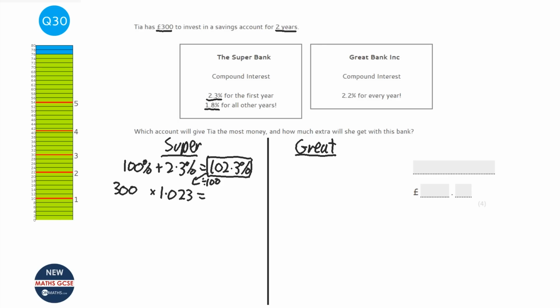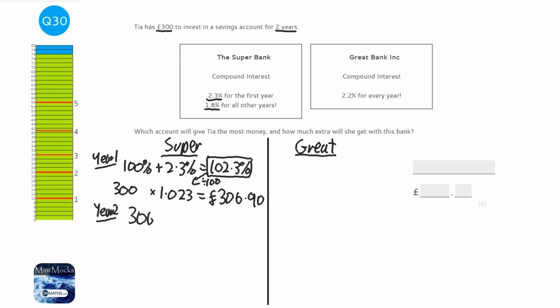So if I times 300 by that, that will tell me what we have after year 1. So let's do that on a calculator. 300 times 1.023. And you might need to press S to D. And that is £306.90. Okay, so that's year 1, and we might as well just write year 1 somewhere. Okay, so year 2, we've got that £306.90, and we need to work out the multiplier for 1.8.